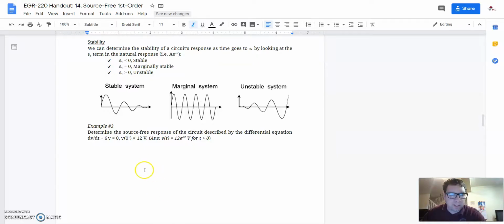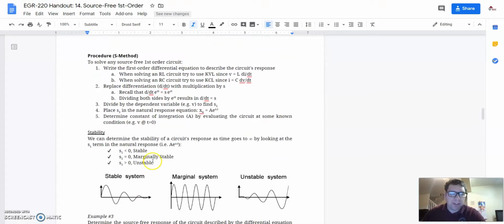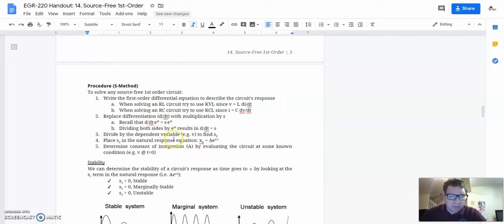Alright, so in order to do this, the technique we're going to use is the S method. This is the one I prefer that you guys use. In the next example, we're going to learn a different method that you might use in other classes. You can read this at your own speed, and basically we're going to follow these steps to find our response to that circuit.